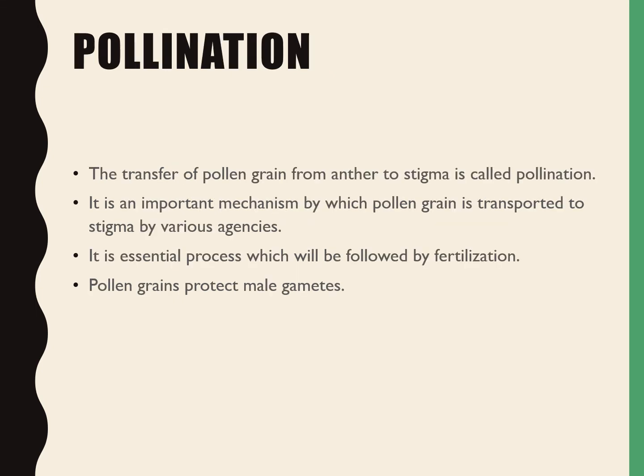Now the process of pollination. In earlier classes also you have gone through it. Pollination means transfer of pollen grain. From where to where? From the anther to the stigma. They are in the anther already. When the anther bursts, the pollen grains are released and they reach the stigma. So this transfer of pollen grain from anther to stigma is called pollination.